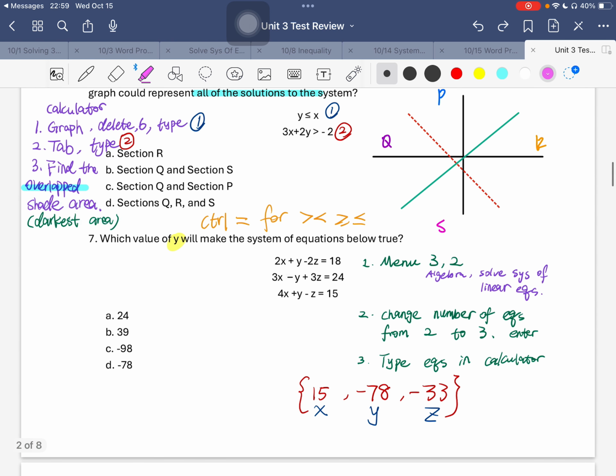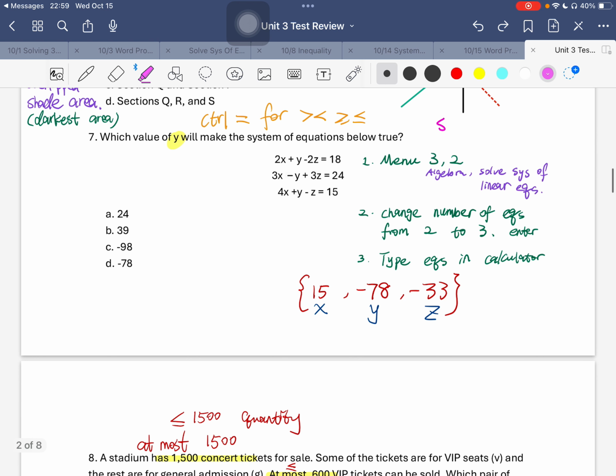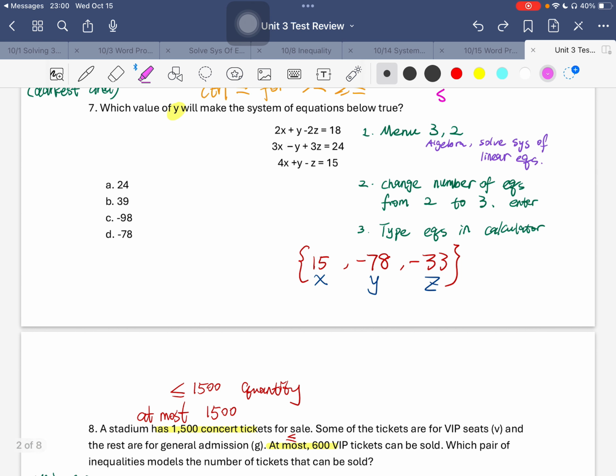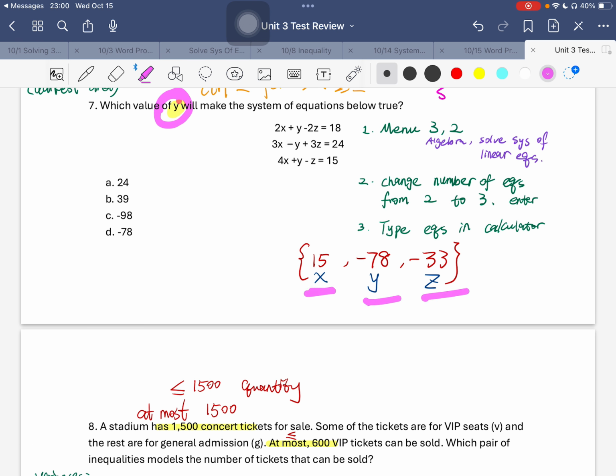Question 7. Which value of y will make the system of equations true? So we're still solving system of equations using calculator. Again, menu 3-2, change number of equations from 2 to 3 and type your 3 equations into the calculator. And this time, I got 15, -78, -33. I'm looking for the y, and I know it's in the order of x, y, z. Okay, pick the correct answer.